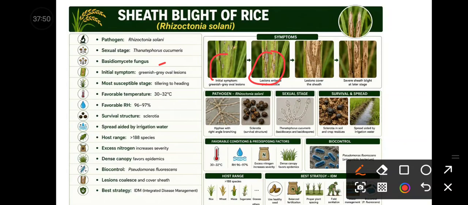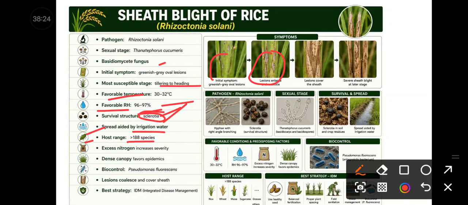Most susceptible stage is tillering to heading stage, favorable temperature 30 to 32 degrees Celsius, and favorable relative humidity is more than 90%. You can write that. Then the survival structure is also here, the sclerotia. So the same management practices can be applied, like deep summer plowing. Wherever sclerotia are present, the secondary spread is through the irrigation water, whereas the primary source of inoculum is the sclerotia, which is present in the crop debris or soil.